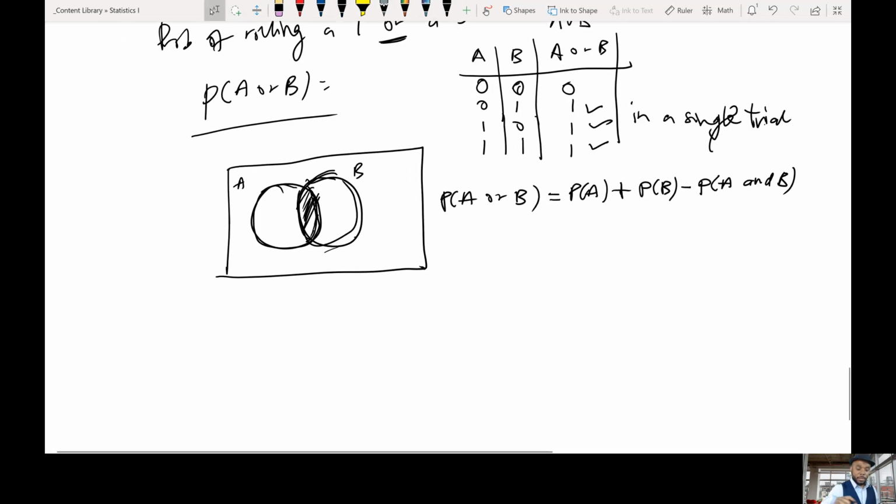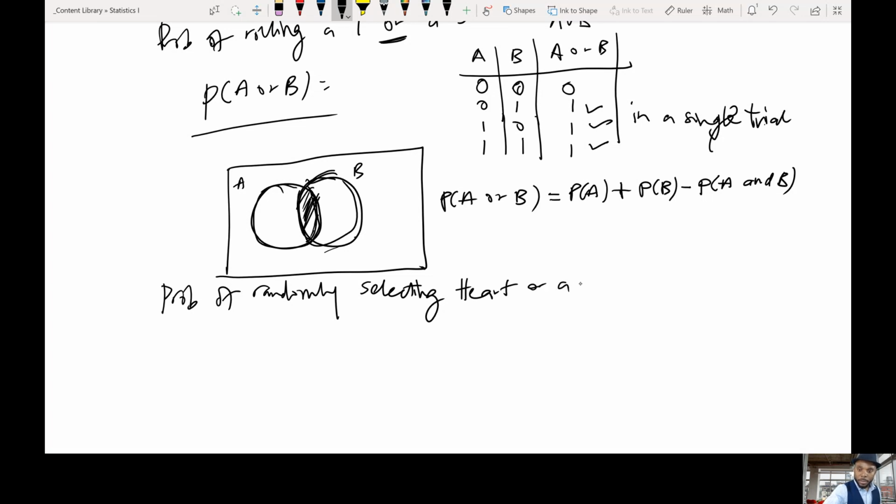So with these known, we can try this problem. Let's say we want to find the probability of randomly selecting a heart or a spade from a standard deck of cards.